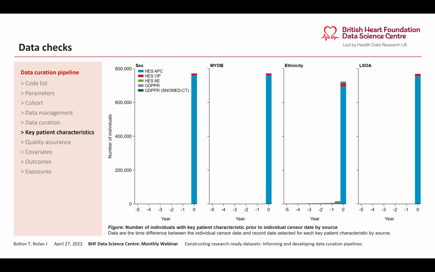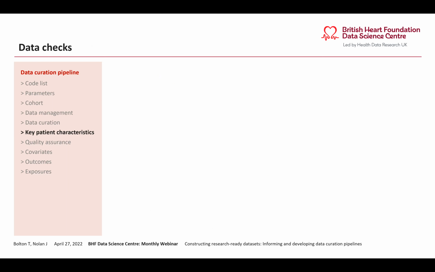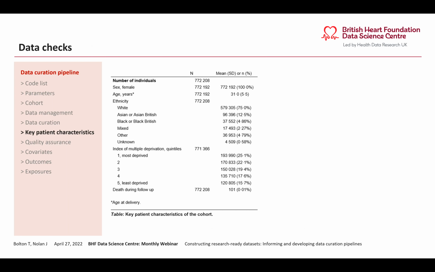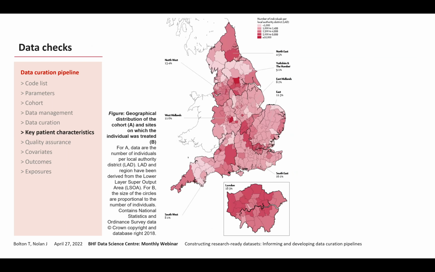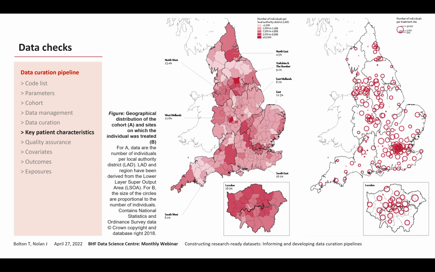So we've also coded further data checks, so we can look at the distribution of these key patient characteristics by quickly producing a table 1. Here we're also showing the index of multiple deprivation, which has been derived from the LSOA. We can look in more detail at the age distribution and the geographical distribution of the cohorts. And for CCU 18, we can complement this with the location of the more than 200 sites that contributed delivery data in England. And this all provides insight at a very early stage of the data curation process.